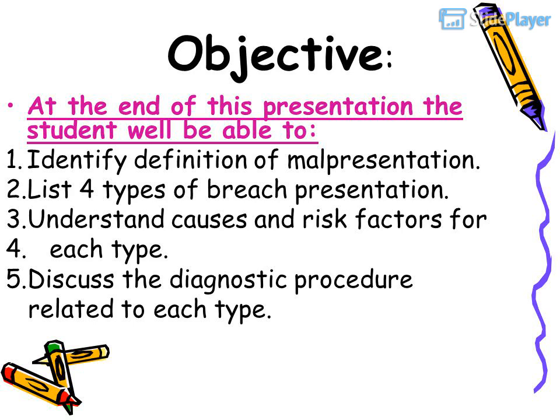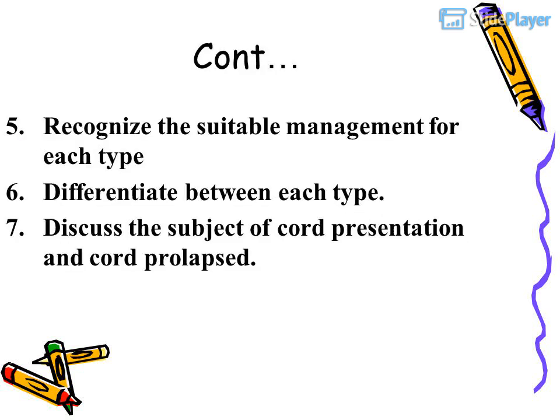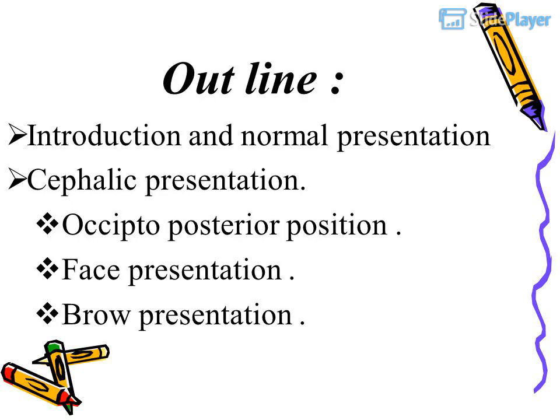Objective. At the end of this presentation, the student will be able to identify the definition of malpresentation, list four types of breech presentation, understand causes and risk factors for each type, discuss the diagnostic procedure related to each type, recognize the suitable management for each type, differentiate between each type, and discuss the subject of cord presentation and cord prolapse.